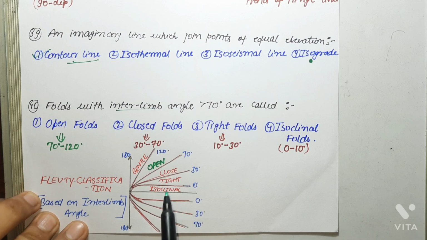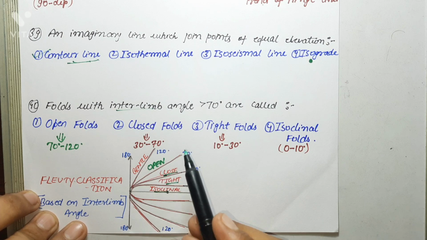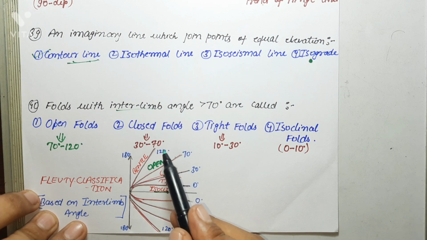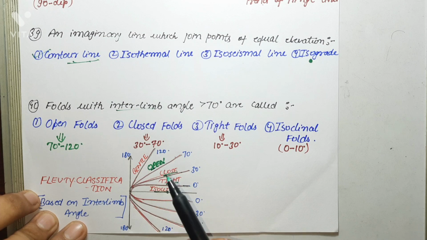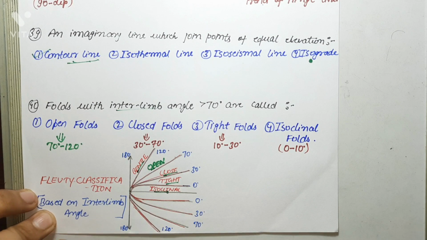If interlimb angle is 0 degrees, then it is known as an isoclinal fold. If it is between 0 and 30 degrees, then it is known as a tight fold. If it is between 30 and 70 degrees, it is a closed fold. If interlimb angle is between 70 and 120 degrees, it is termed an open fold. And if it is between 120 and 180 degrees, it is termed a gentle fold.